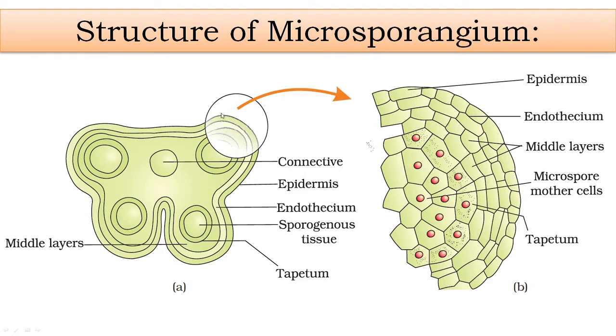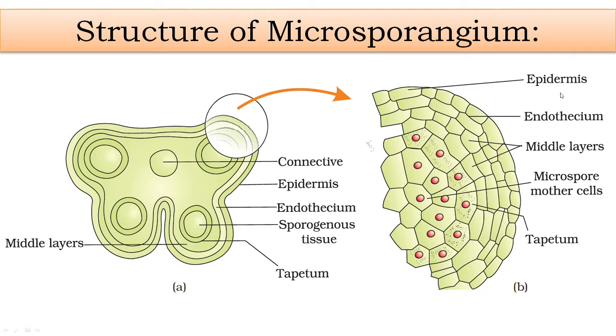Now if you zoom in on the microsporangium, you will see that it is covered by 4 layers of cells. The 4 layers are epidermis, endothecium, middle layers, and the innermost one is the tapetum. Now you have to know the structure and the function of these layers.